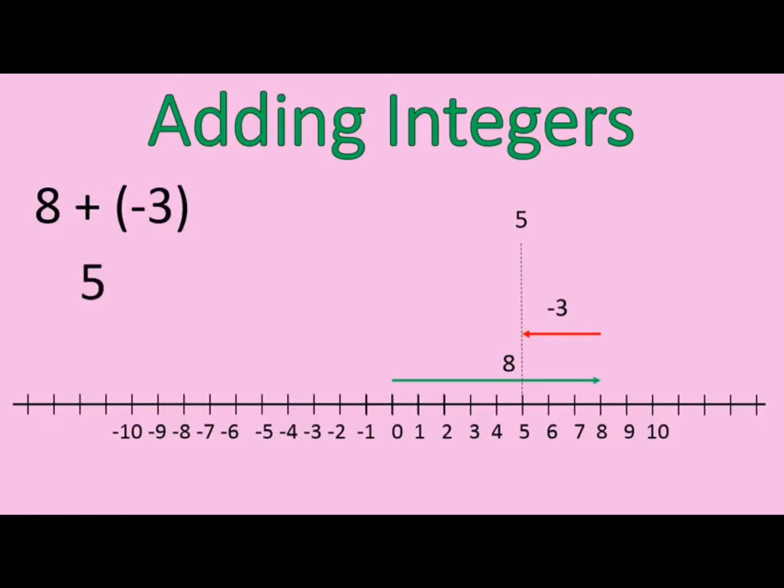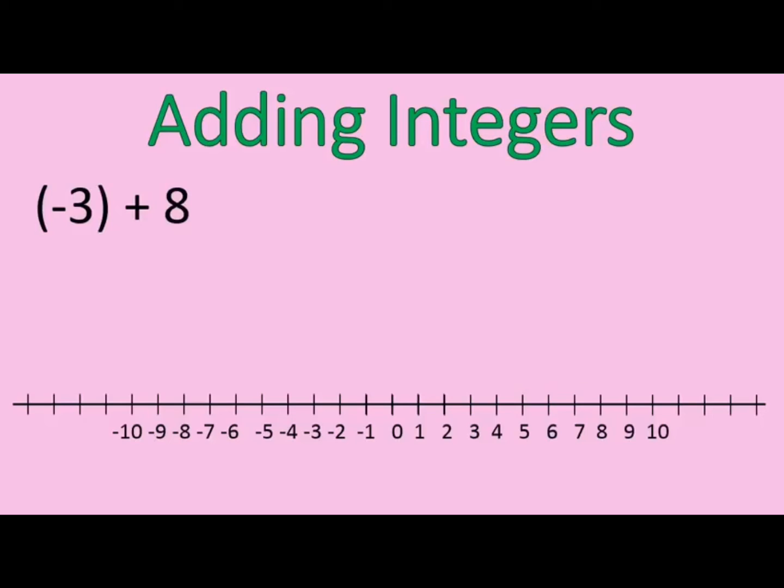Let me show you another example here real quick. Negative 3 plus 8. This is what that would look like. I would start at 0 and go negative 3. Then I would add 8 and I would also end up at 5. Notice we ended up at the same place whether we added 8 plus negative 3 or negative 3 plus 8.